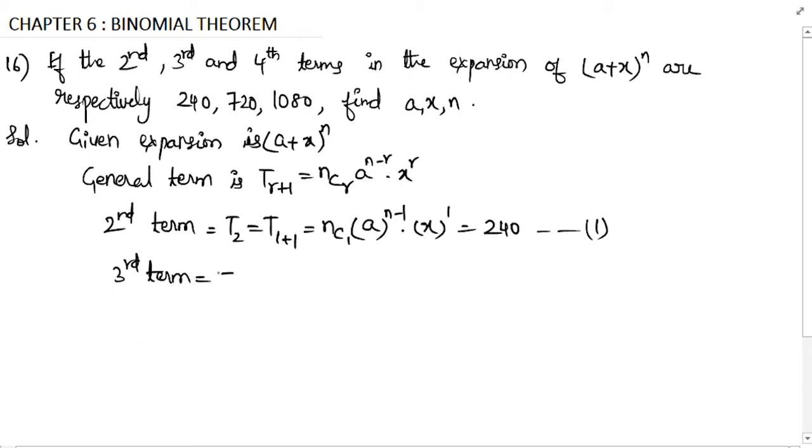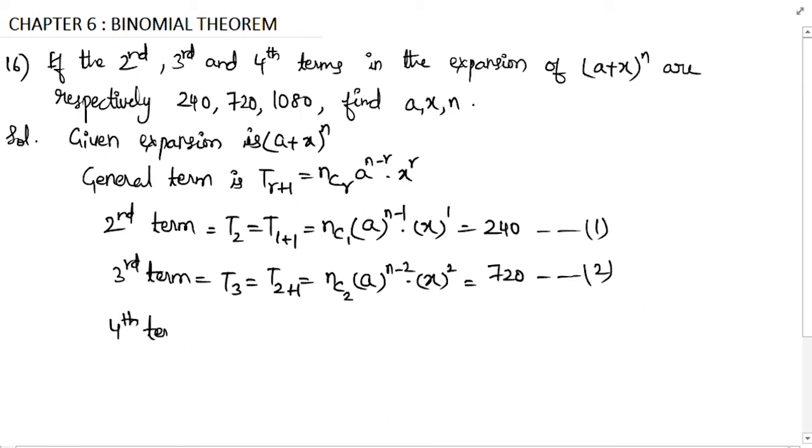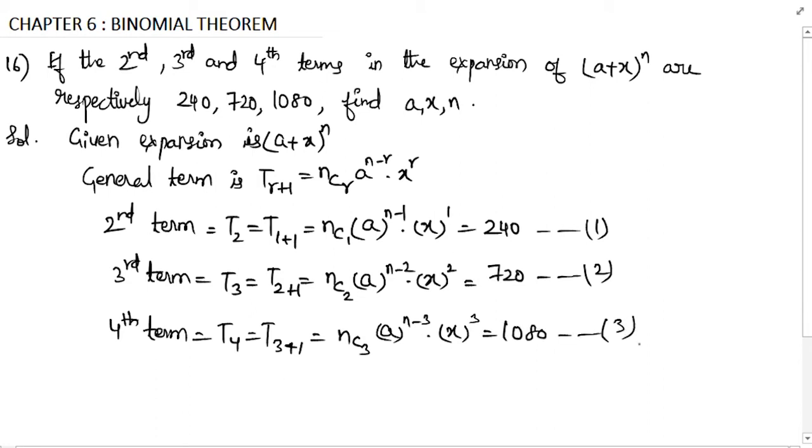Then the third term, that is T3, can be written as T(2+1) = nC2 a^(n-2) x^2, that is equal to 720. So that we'll consider as 2. And then the fourth term, T4, that is T(3+1) = nC3 a^(n-3) x^3, that will be equal to 1080. So we will consider this as 3.